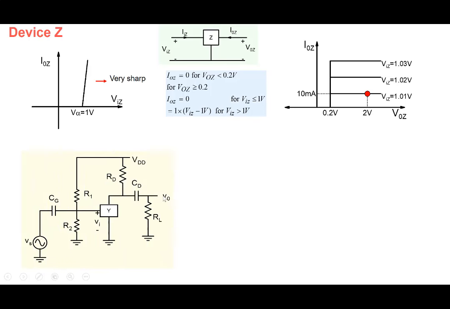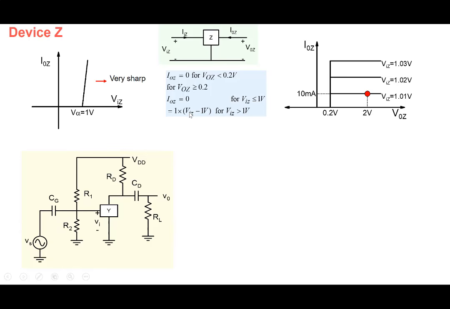So this is the amplifier that we had here, right? This is the amplifier that we have here. And this is the characteristics. I0Z is equal to 0 for VOZ less than 0.2. So this is 0.2 here. For anything less than that, it is 0. For anything greater than that, it is a constant. And then it depends on the value of VIZ, the input here. So for VIZ less than 1 volt, the threshold, it is 0. And for VIZ greater than 1 volt, it is 1 times (VIZ minus 1) here.